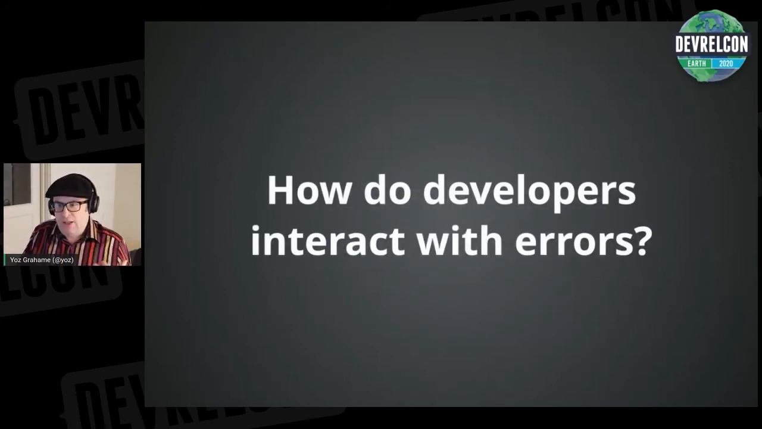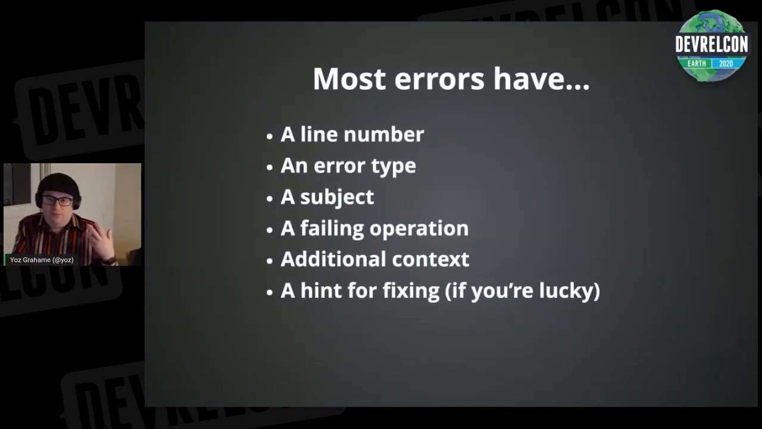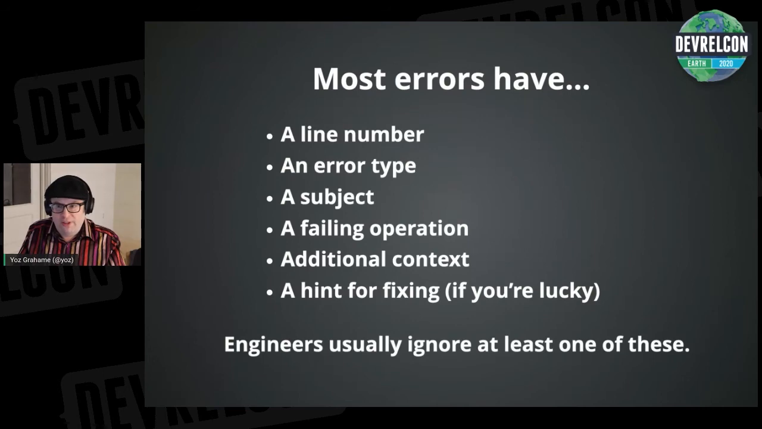Well, let's think about how developers interact with errors when they see them. So most errors have these things: line number, error type, failing operation, some description of that. I've paired with developers over the years, and it's so common that engineers will ignore at least one of these things that is printed out in an error. I'm sure anybody who's spent a long time programming knows this feeling of being in that very fast code run debug loop and trying to get through quickly and missing a vital part of the error that you only spot about 5 minutes later when you actually slow down, breathe, and look at it again.